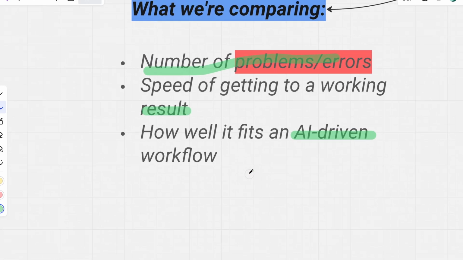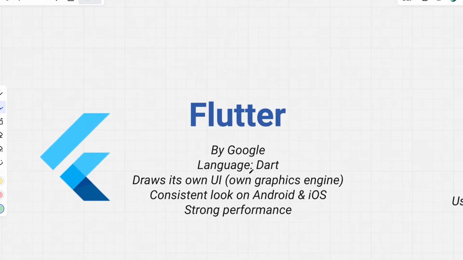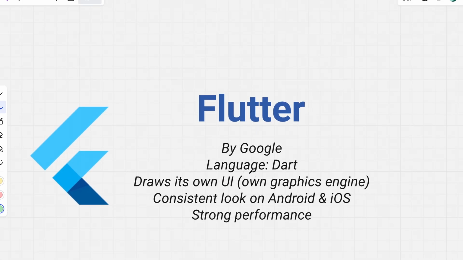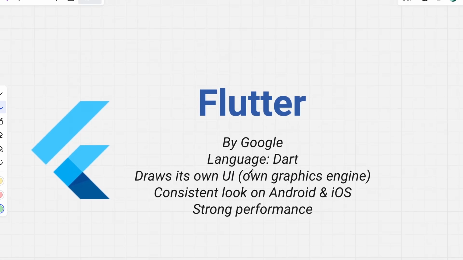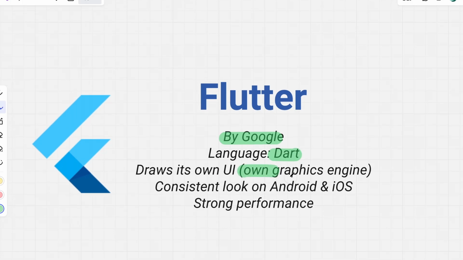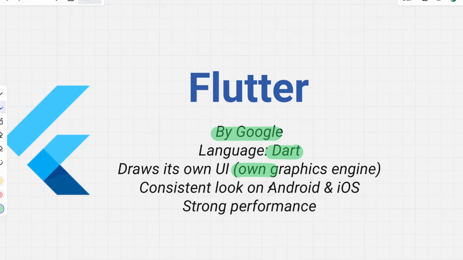But first, let's spend literally a couple of minutes going over what Flutter and React Native actually are and how they differ. Flutter is a framework from Google for building cross-platform mobile apps. It uses the Dart language and renders the entire interface itself using its own graphics engine. Thanks to this, apps usually look identical on Android and iOS and have strong performance.